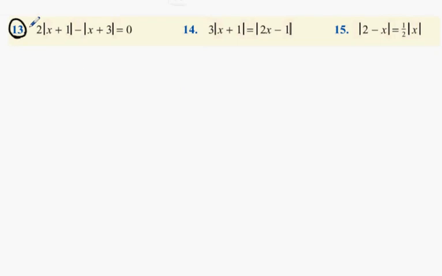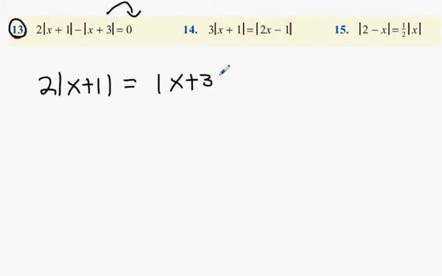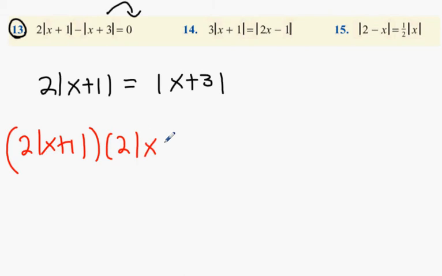Question 13 as an example. Move this over the other side. 2 times the modulus of x plus 1 equals the modulus of x plus 3. Like in the last question, square both sides. Now remember what we said earlier, you got to square everything. Technically speaking, it's going to be 2 by x plus 1 multiplied by 2 by x plus 1.